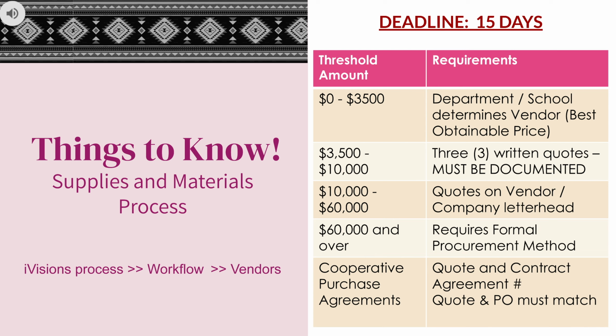Requests have requirements from department schools of $0 to $3,500. 3 written quotes must be completed and attached for requests exceeding $3,500 through $10,000. Quotes on vendors and company letterheads are required for requests from $10,000 to $60,000. Requires formal procurement methods for $60,000 and over.